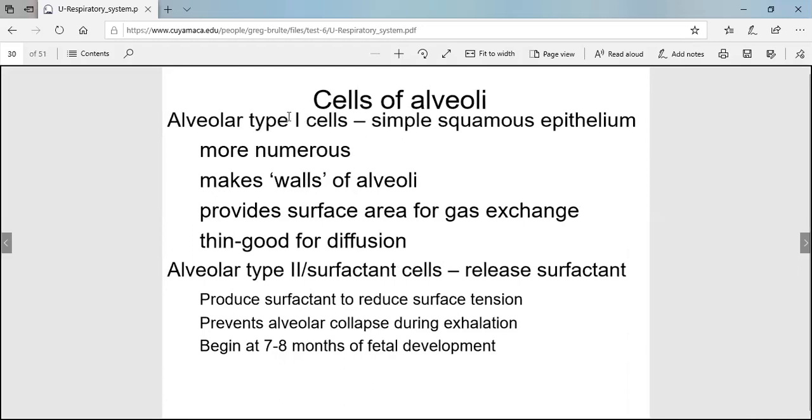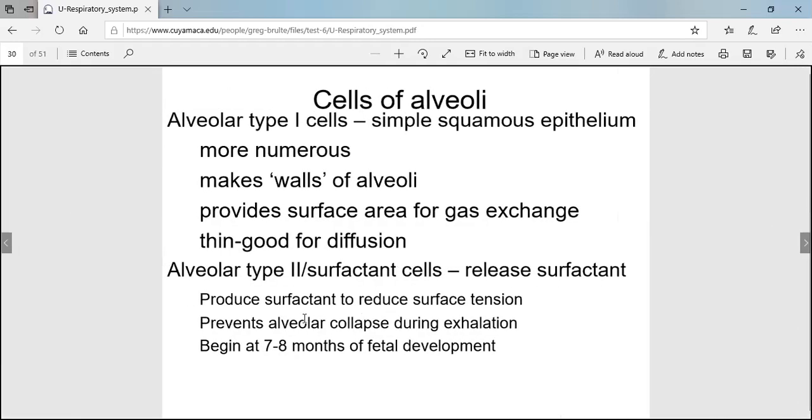Alveolar type 1 cells are just your regular old simple squamous. They provide the surface for gas exchange, and that's why you want the thinnest thing you can get for good diffusion. Alveolar type 2 are very special cells. They make surfactant. Think of surfactant almost like soap. It reduces the surface tension. Remember, you're wet. The inside of the alveoli is damp, so you have hydrogen bonding from one water molecule to the next. That's going to fight you when you try to expand your lungs. The water molecules are bonded to each other very weakly, but it adds up. If you have surfactant, that breaks that up. It makes it a lot easier to inflate your lungs.